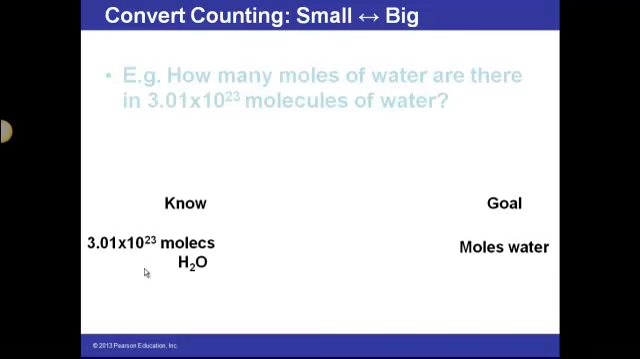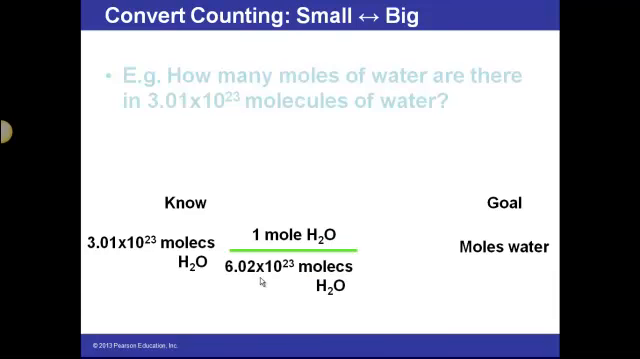We know that we've got 3.01 times 10 to the 23rd molecules of water. We can multiply this then times moles over 6.02 times 10 to the 23rd molecules of water. Molecules are going to cancel out. We'll be left with moles of water, which is our goal. And we see that this comes out to 0.500.